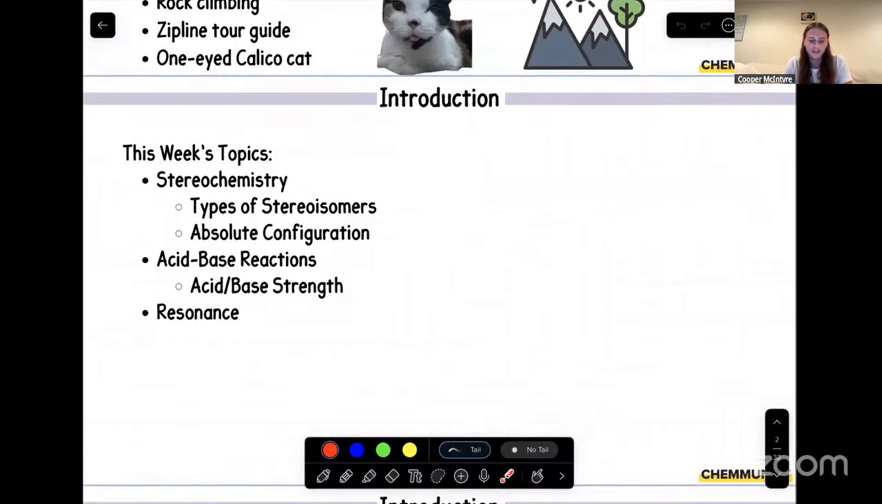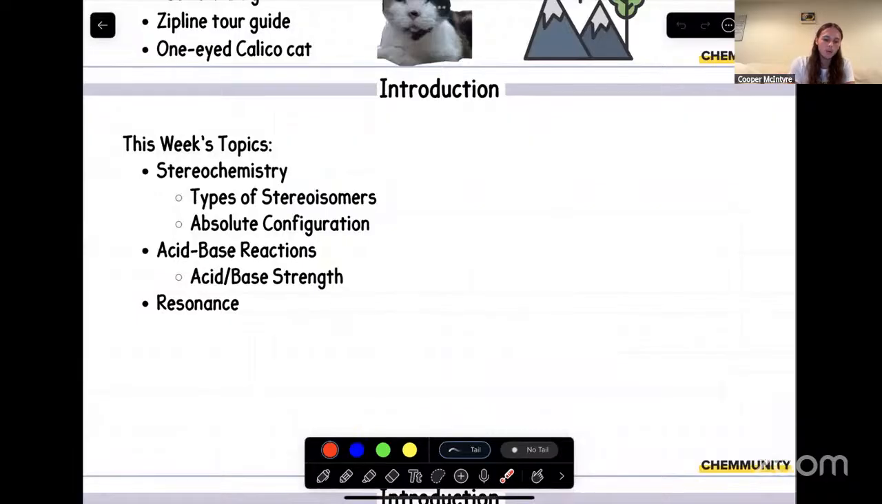Just to dive into everything, this is what we'll be covering in today's session. We'll go over some stereochemistry topics, going over the types of stereoisomers, whether it's enantiomers, diastereomers, and some other things as well. Then from there, we'll dive into acid-base reactions, doing a good review of both acid and base strength, because a lot of those factors of stability will have a huge role.